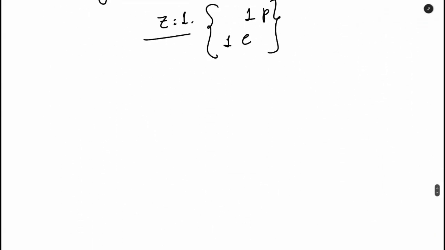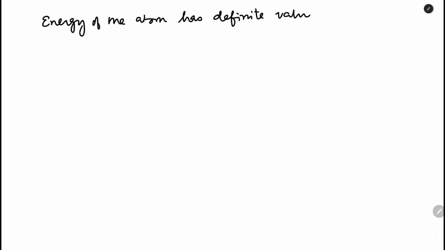Okay. Now there is a concept we should decipher: why the wavelengths were coming of certain values. So we will discuss why these things happen. Okay. So Niels Bohr said that energy of the atom has a definite value in a stationary state or stationary orbit.